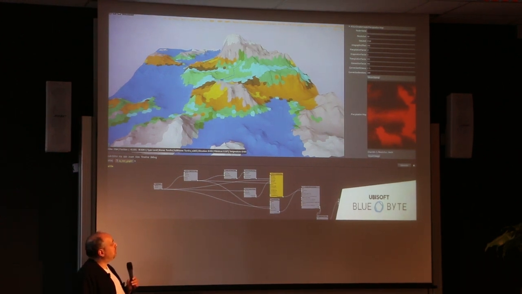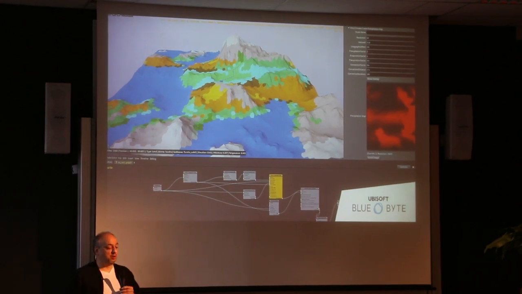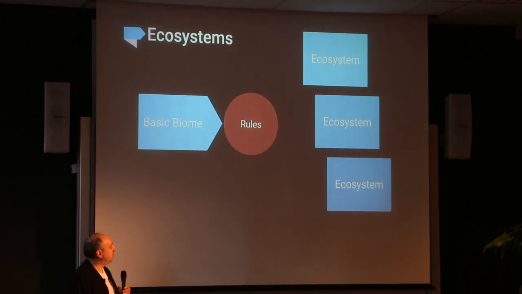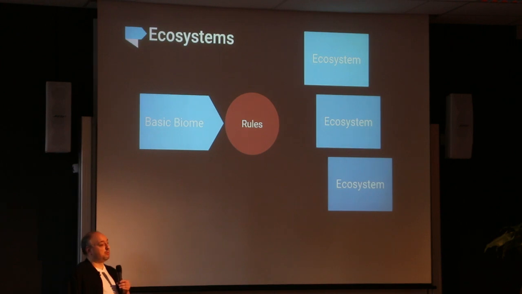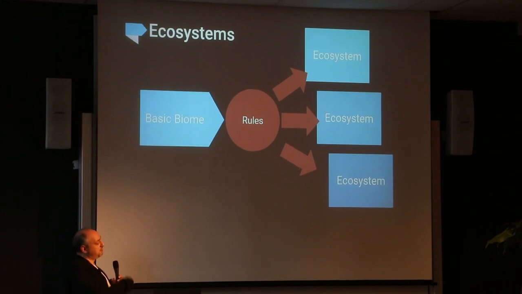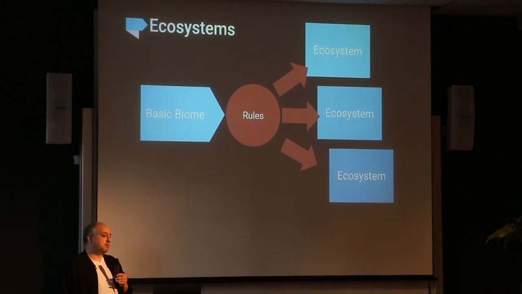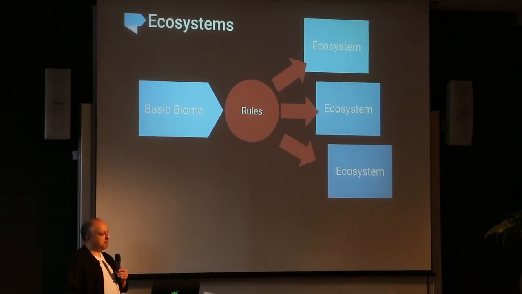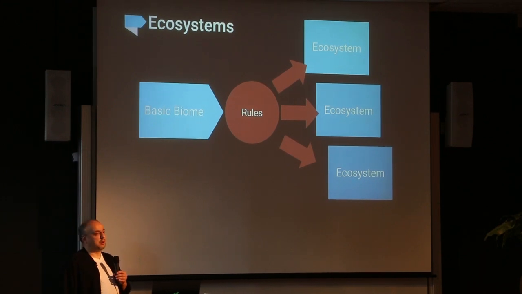And that's now actually where the real work starts, because we have now a basic biome type, and depending on rule sets, we are distributing this into the various ecosystems. Now the amount of ecosystems we have for one of these basic biome types will be dependent on where the game you want to create is going to play most.